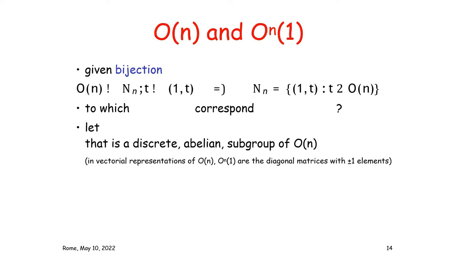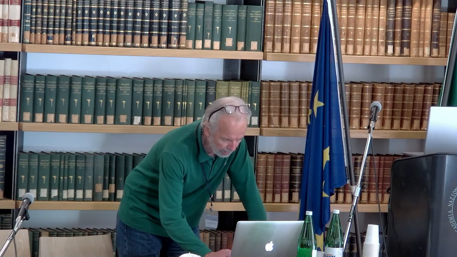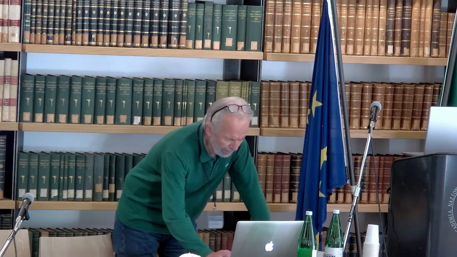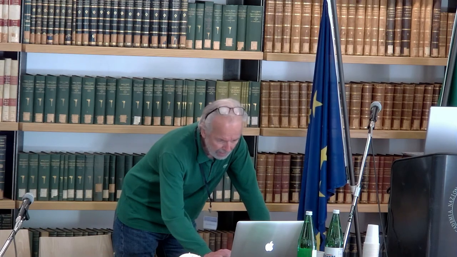Now I am almost arrived. Given this projection, I can ask myself to which subset of O(n) corresponds the subset made by 2 to the n subspaces. If you do this work, which is relatively easy, you see that there is a discrete Abelian subgroup of O(n), that is the group of involutions, in which you can change the sign of every direction of the space. This is the group O(1) for one direction, and this is the direct product. So in vectorial representation, these are the diagonal matrices with plus or minus on the diagonal. They indicate that every direction is flipped, so they are the involutions. Then you can see that the bijection, when restricted to the subgroup of O(1) to the n, has for image the group of null vectors that were associated to simple spinors.